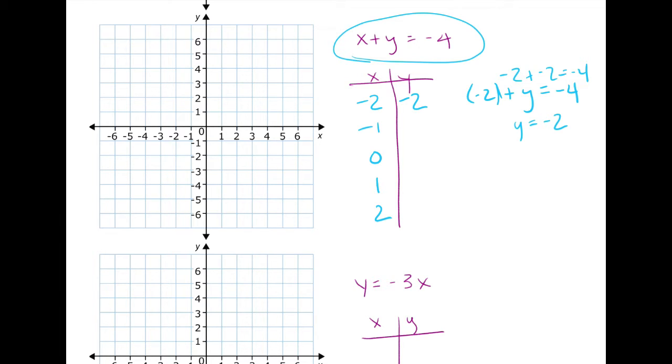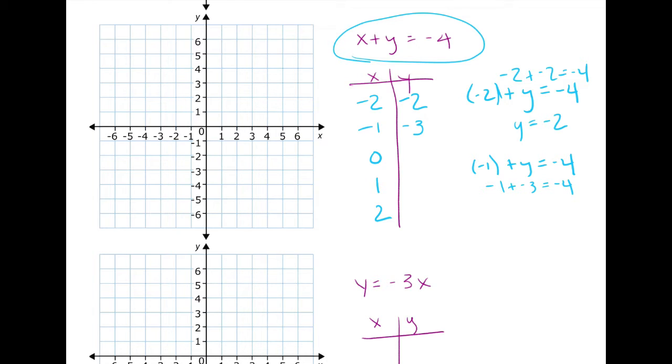Now I'm going to do this for the next one. Negative 1 plus y equals negative 4. Now what do I have to add to negative 1 to get negative 4? And hopefully, using your number line, you could come up with negative 3. Negative 1 plus negative 3 equals negative 4.